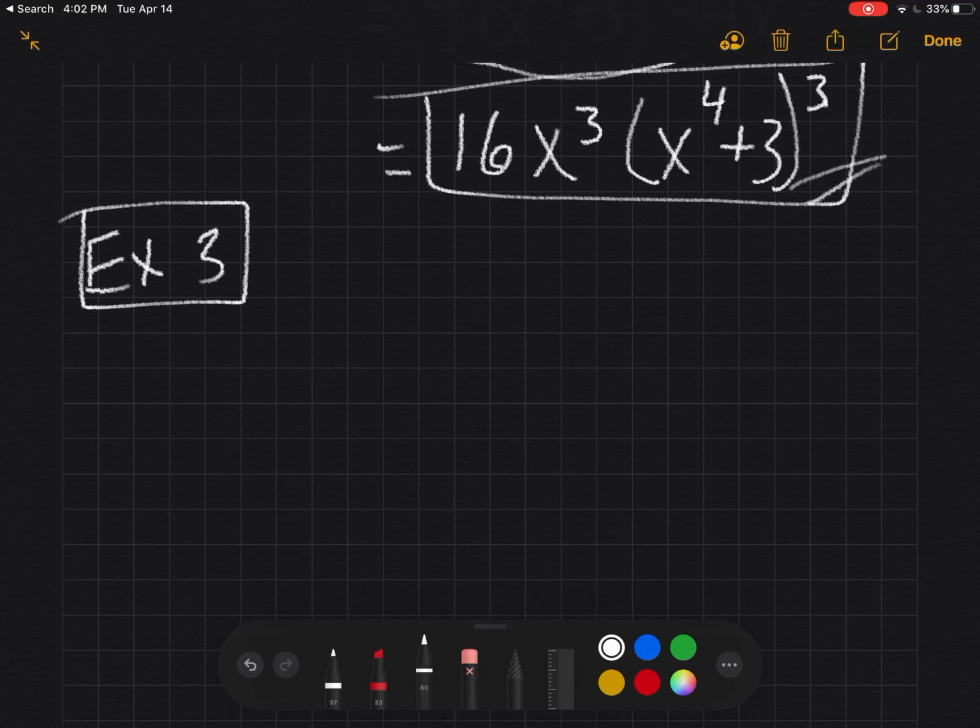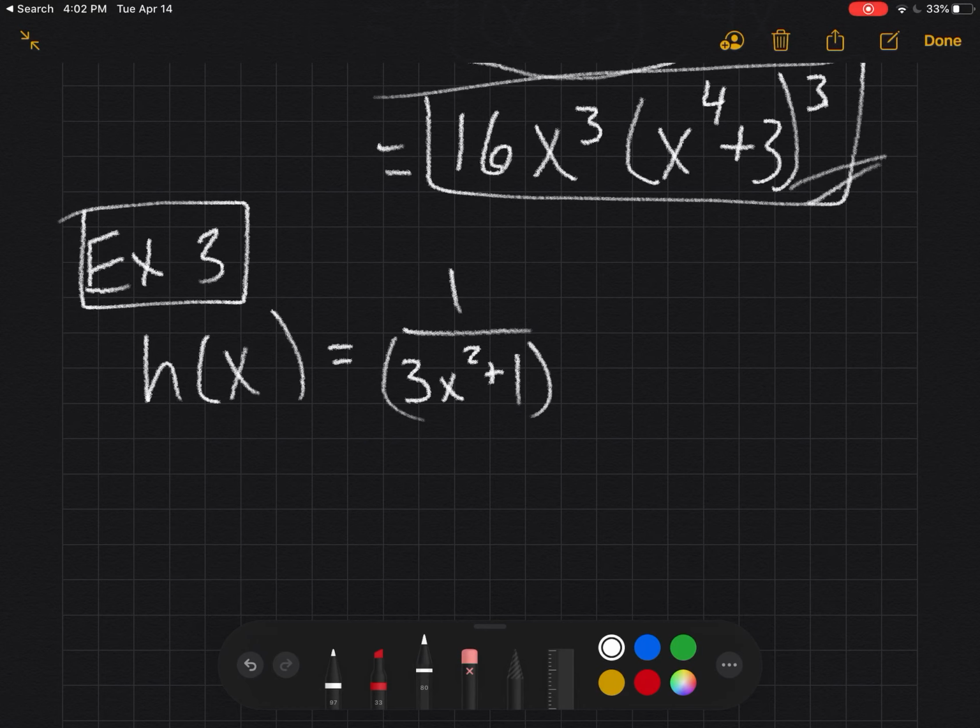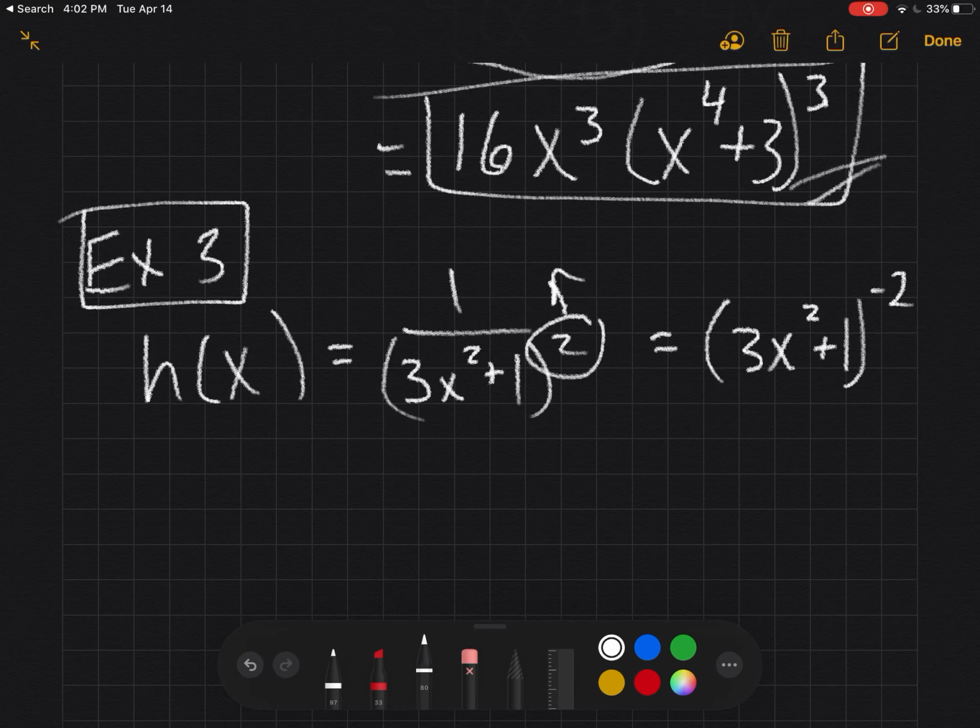All right. Now I'm going to show you guys a third example, and it's going to involve a little bit of work. So this one's going to be probably our hairiest example so far. So here we have example 3, where I'm going to say h of x is equal to 1 divided by 3x squared plus 1 quantity squared. I'm then going to use my negative exponent law to say that this is the same thing as 3x squared plus 1 to the negative second power.